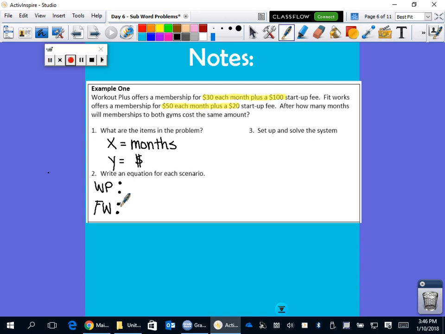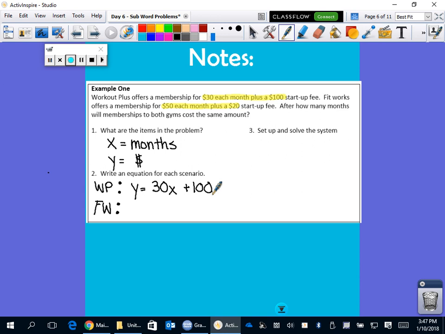If we look at Workout Plus, it's 30 each month plus $100. It kind of tells you what it is. 30 each month. Each month is our X. So I'm going to set this up as Y equals $30 each month, plus I have to pay $100 just to start this membership. Okay, a lot of people have that startup fee where you pay it one time and then you're done. Notice each month is the 30, so that's the one that gets the X. 100 is just one time, so you don't have any X's with that.